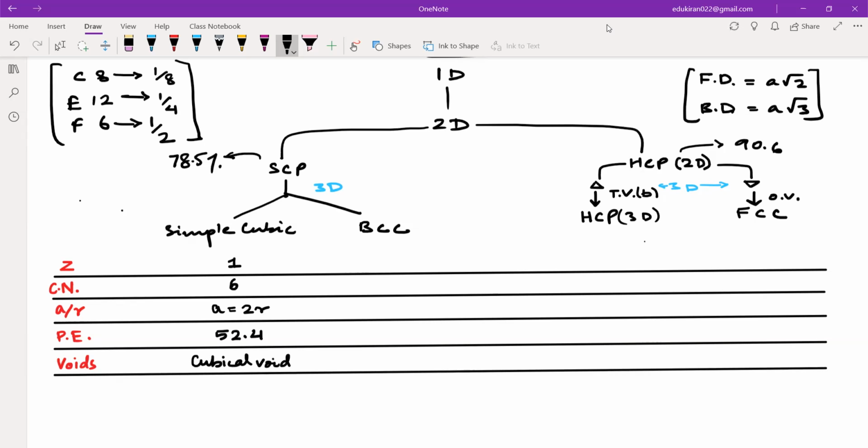Okay, for BCC now, body centered cubic, what is the Z for this? Z is 2. Coordination number? 8. Relationship between A and R? A root 3 equal to 4R. A root 3 is equal to 4R. What is the packing efficiency? 68%. And the void, you don't have to remember the void, okay? It is distorted octahedral, but you don't have to remember this, okay?